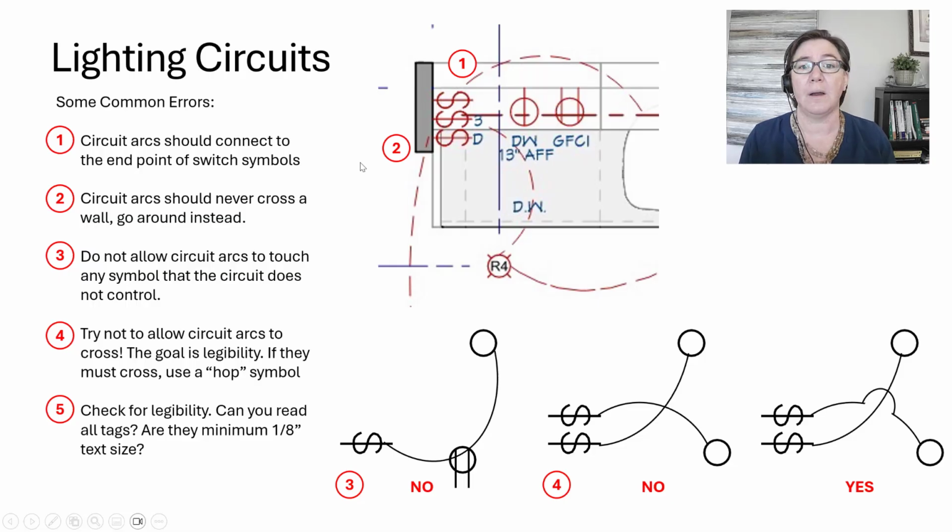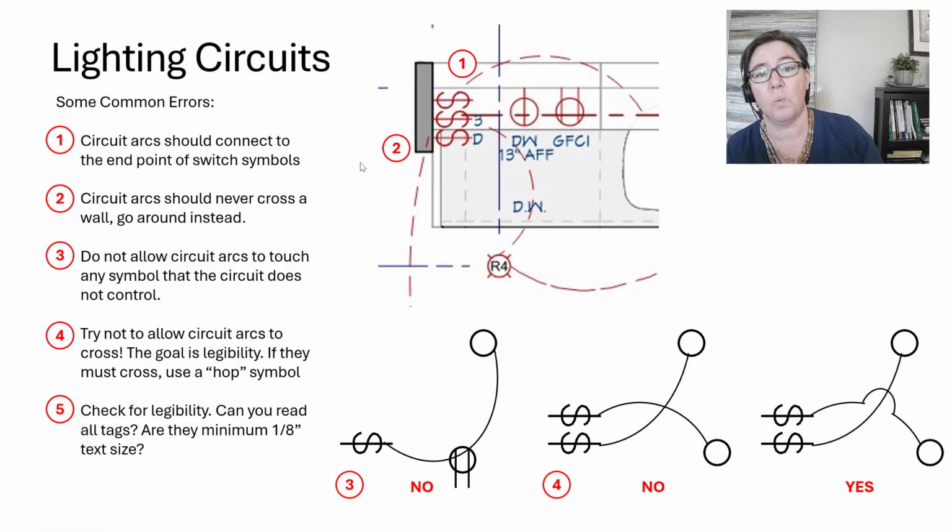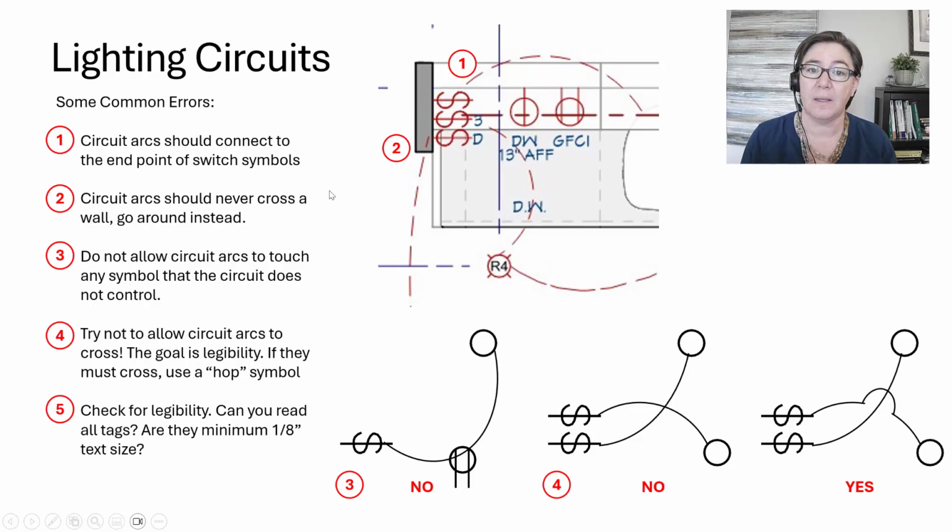Number two, circuit arcs should never cross a wall. So we've got one right here. Go around instead. Don't ever cross a wall. And just as we're looking at number two, we shouldn't connect to the back edge of the switch symbol. You should definitely connect right here to this point.